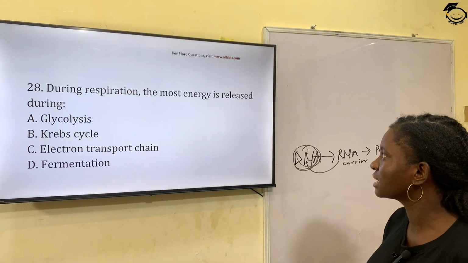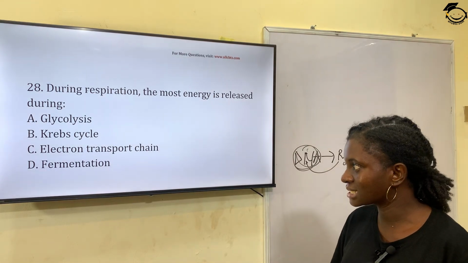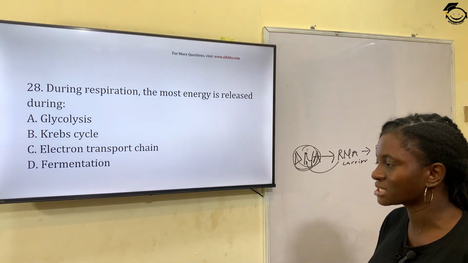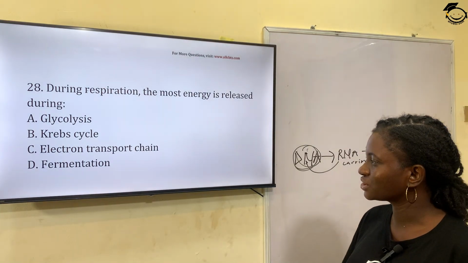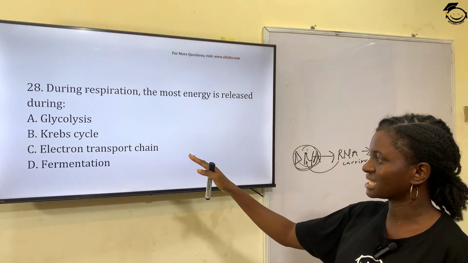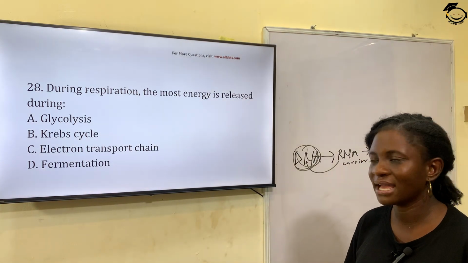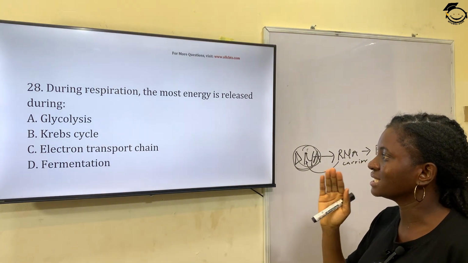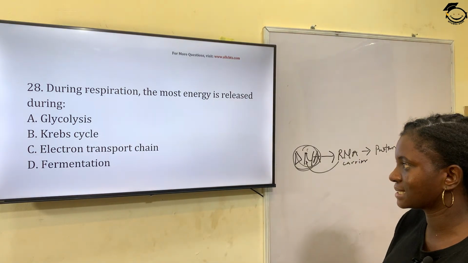Question 28. During respiration, the most energy is released during: option A, glycolysis; B, Krebs cycle; C, electron transport chain; D, fermentation. The correct answer to this question is the electron transport chain. Why? Because the other metabolic pathways release lower energy compared to the electron transport chain. So the electron transport chain is the correct answer, option C.